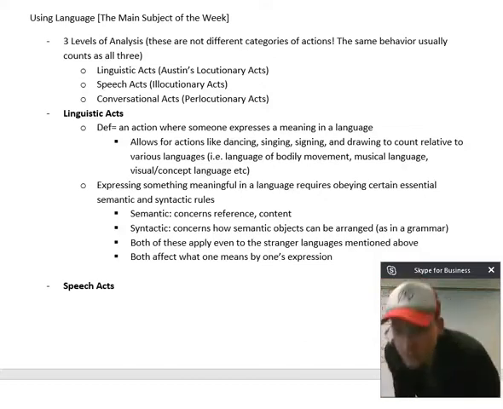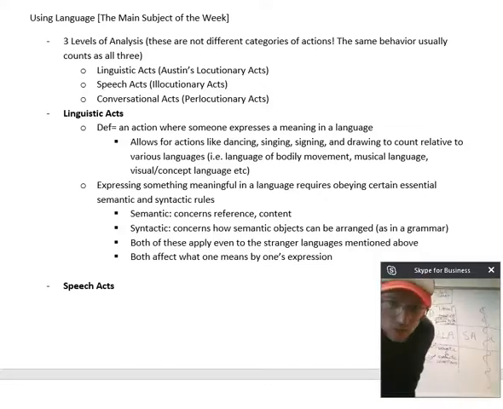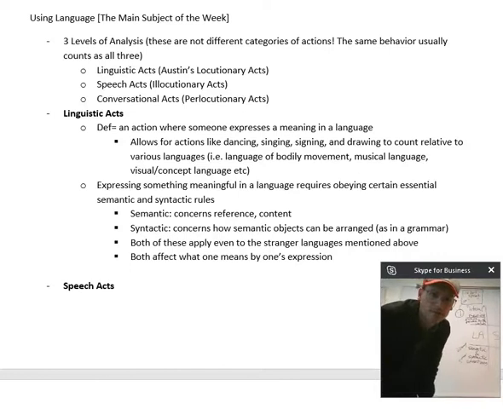Can you see that on the screen? The screen keeps waggling around. Okay, there we go.